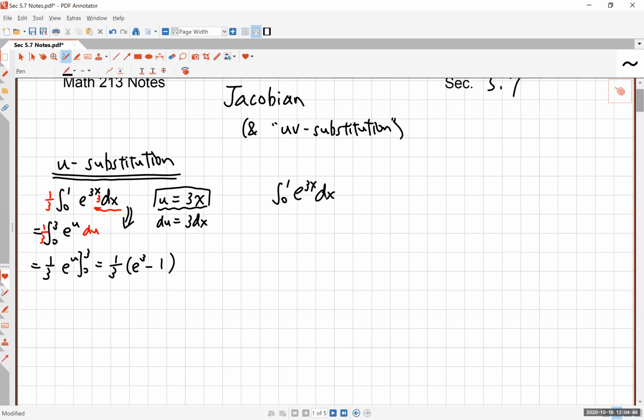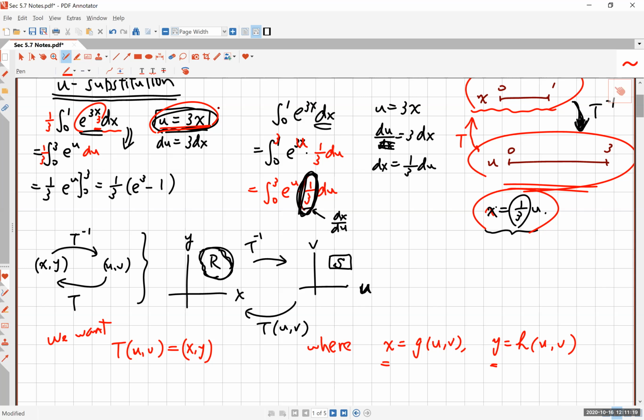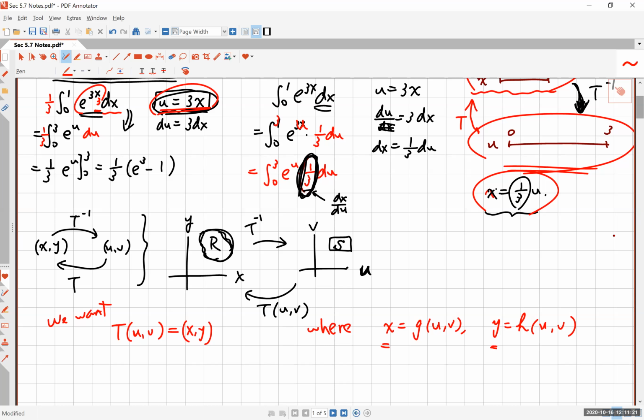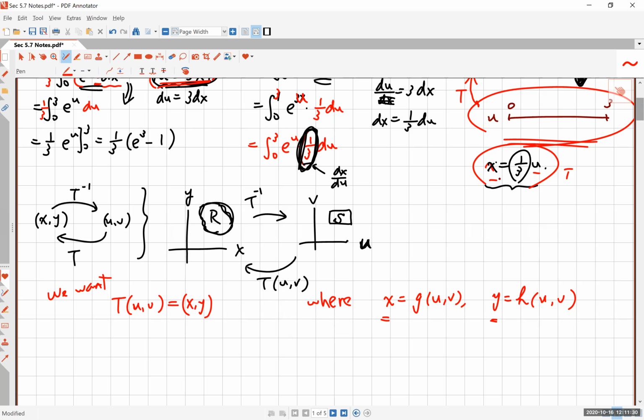Okay, notice here, this is the backward of what we started with, right? Because we started with an inverse transformation here, just like what we're doing here. Okay, so this is the inverse transformation. This is the transformation. The transformation will take you from the world of U back to the world of X, and here from the world of UV to the world of XY.